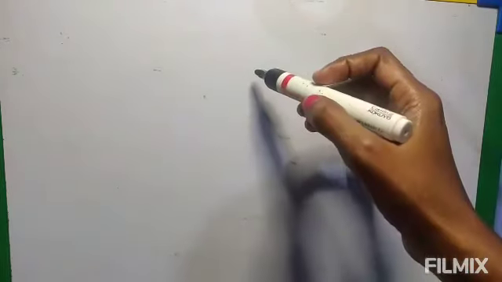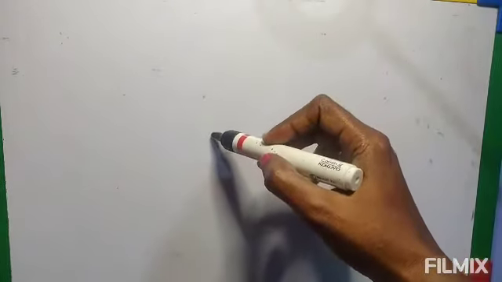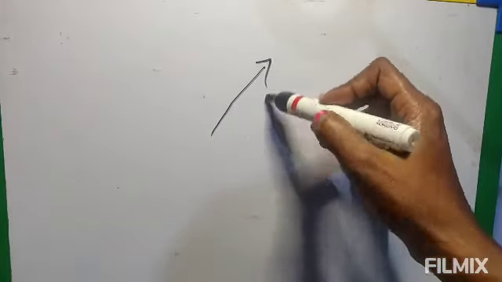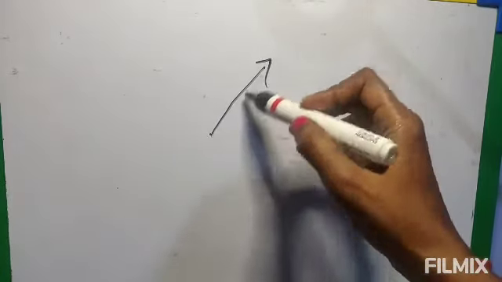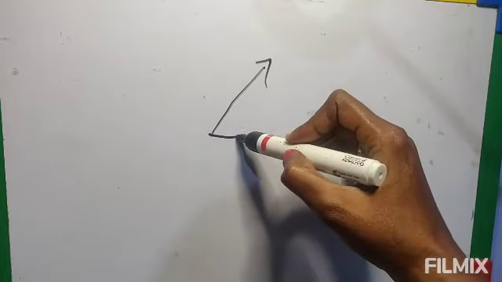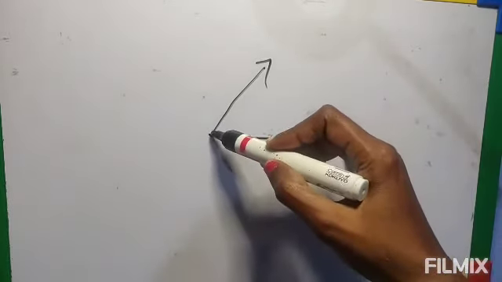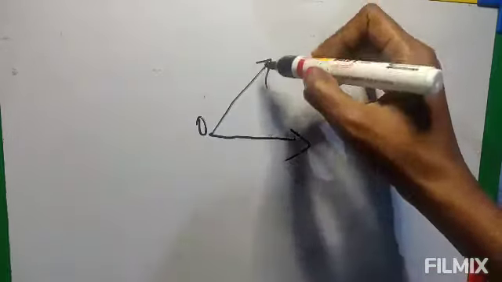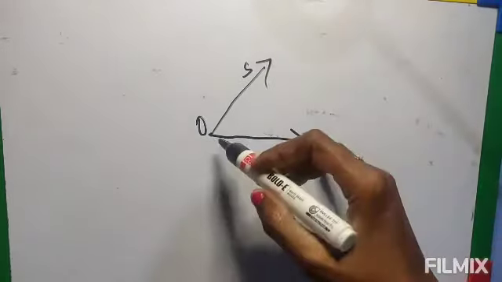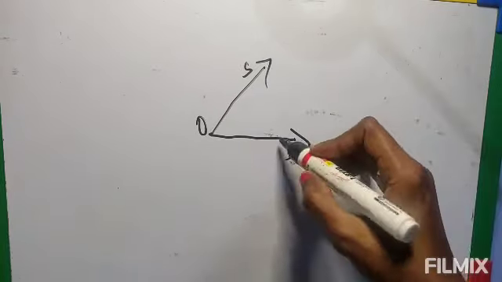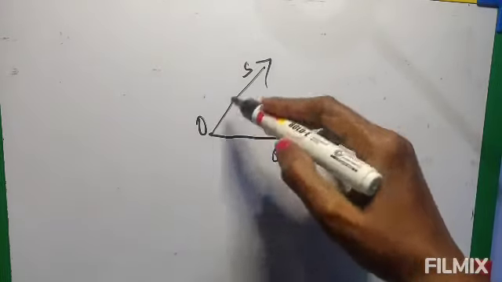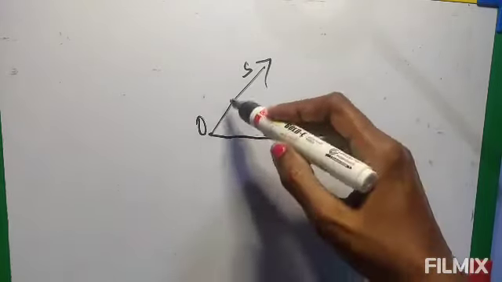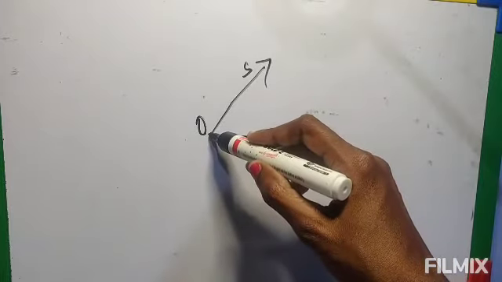Okay, next one is if two rays. Rays means they will have a starting point and there is no ending point. Now two rays meet each other at one point. Here these two rays, this is ray OS and this is ray OQ. So these two rays are meeting each other at point O.